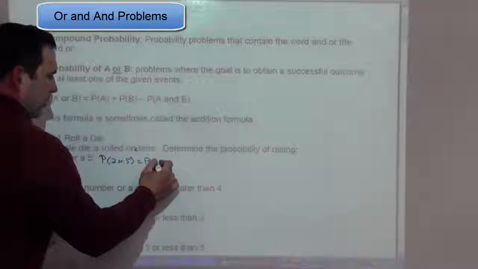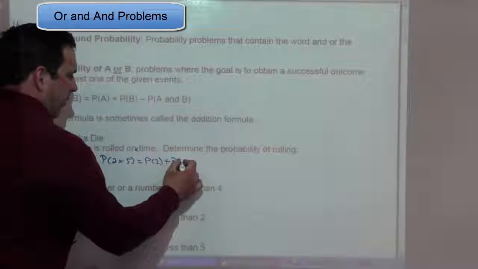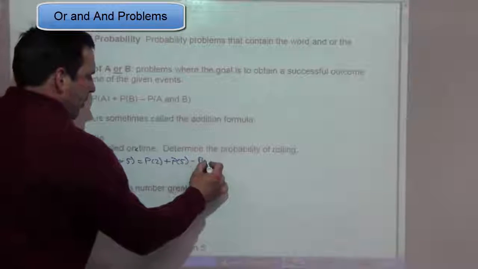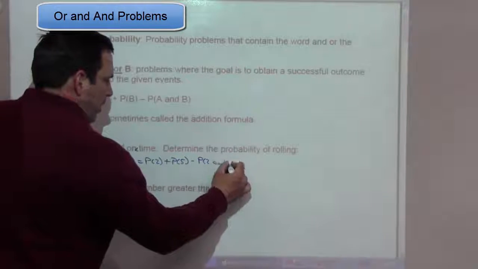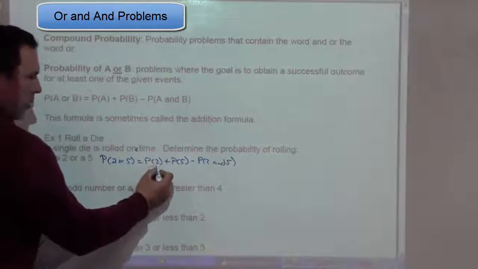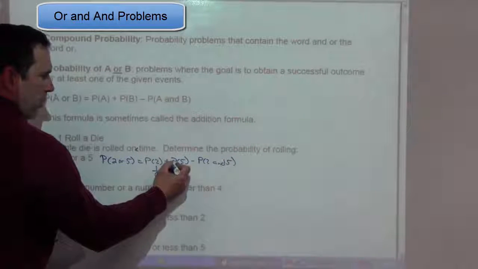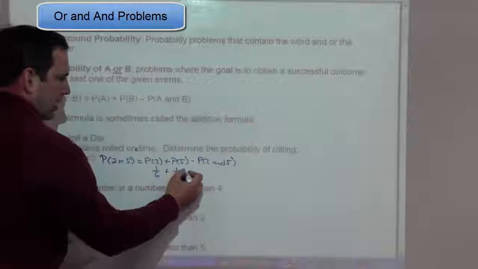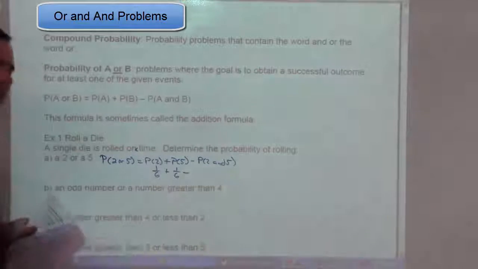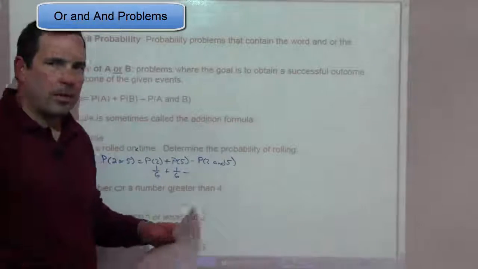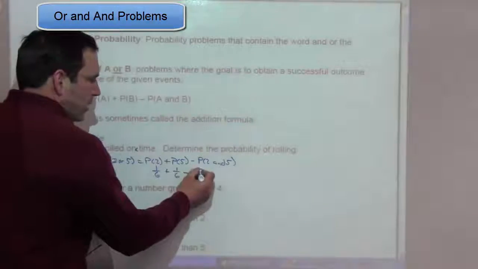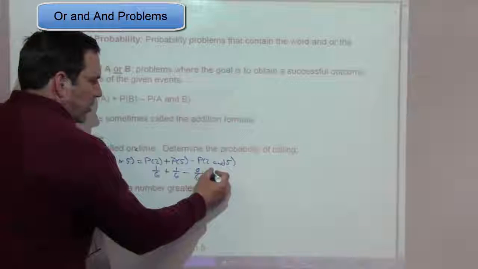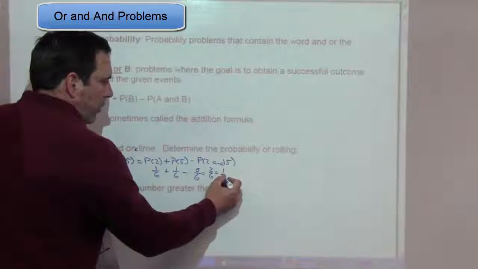is the probability of a 2 plus the probability of a 5 minus the probability of a 2 and a 5. Now the probability of a 2, that's 1 out of 6. Probability of a 5 is also 1 out of 6. Now it's not possible to get a 2 and a 5. You cannot roll a 2 and a 5 at the same time. So that's 0 out of 6. So it's 2/6, which is 1/3.